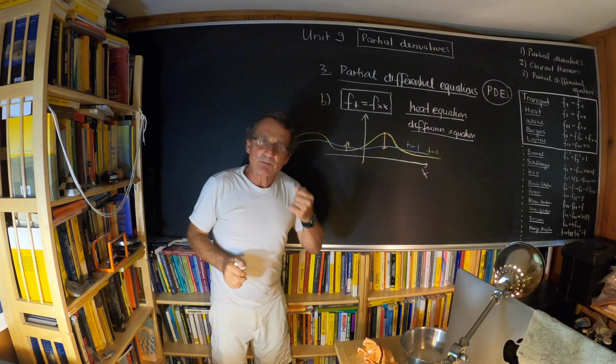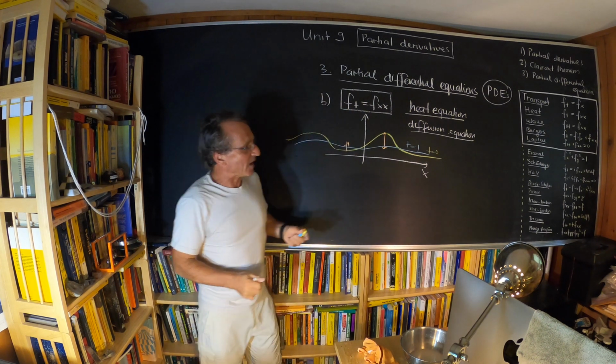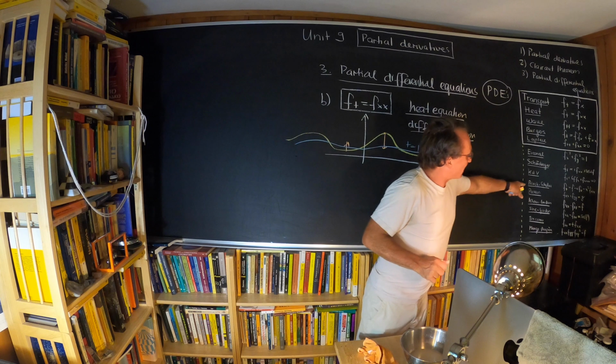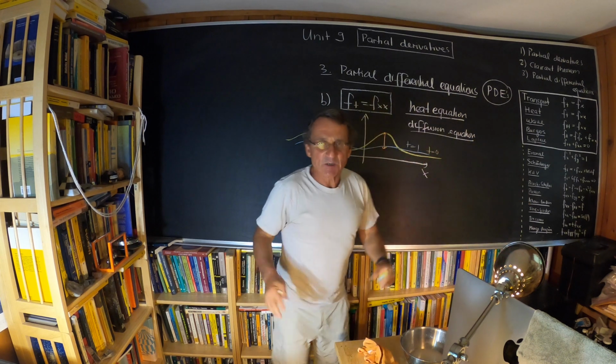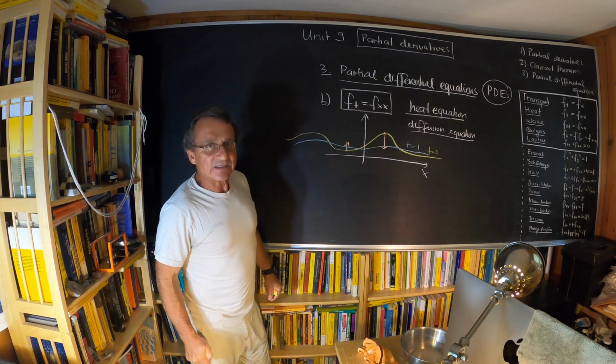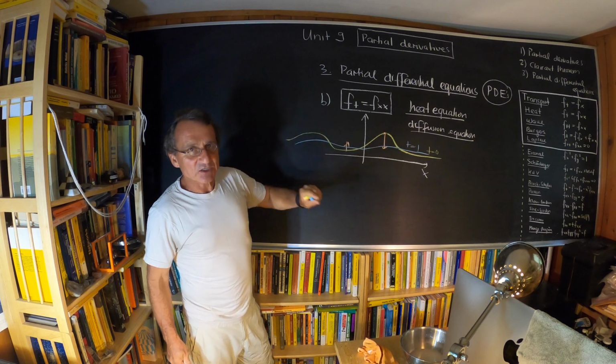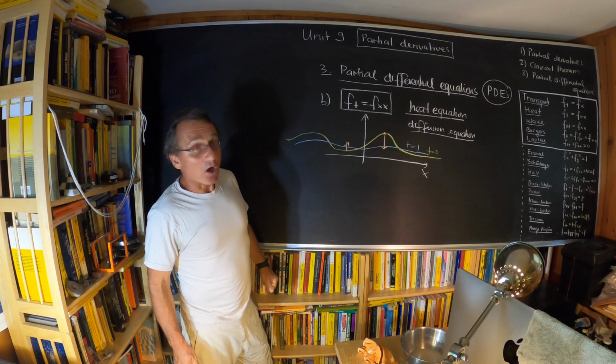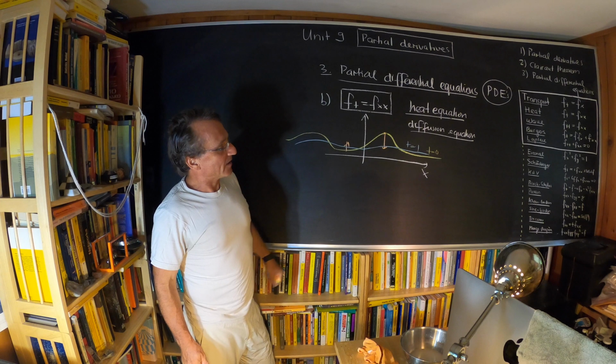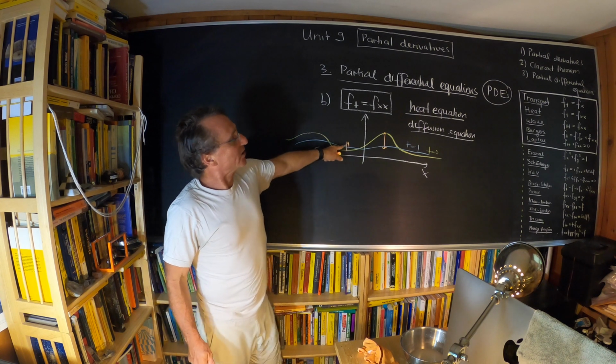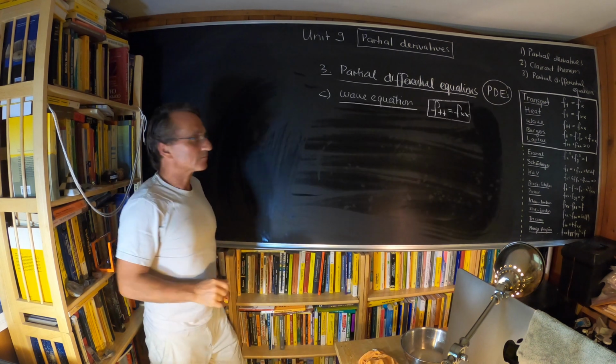Now it's not only important in physics, also in finance. For example, the Black-Scholes equation, which is an infamous equation in finance, is a partial differential equation which has been used a lot in finance. This you can reduce to the heat equation.